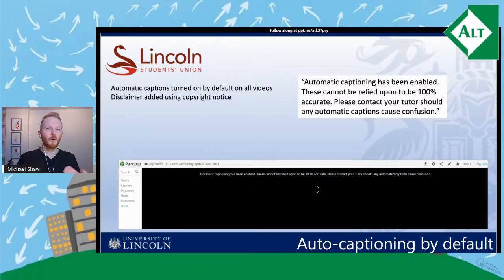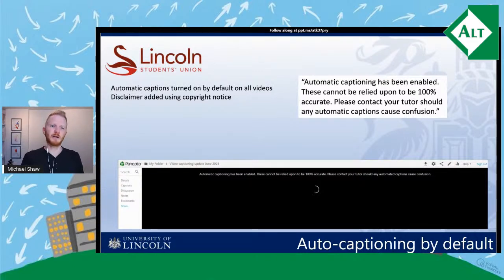So now all of our videos on Panopto are prefaced with a disclaimer that reads, "Automatic captioning has been enabled. These cannot be relied on to be 100% accurate. Please contact your tutor should any automatic captions cause confusion." And this message appears for 5 seconds at the start of every video on Panopto. And to enable this, we actually used the copyright notice feature within Panopto.